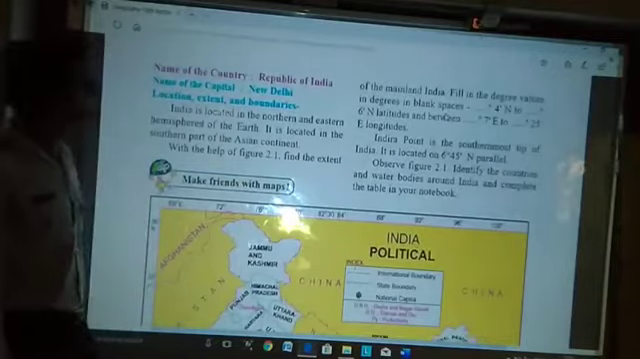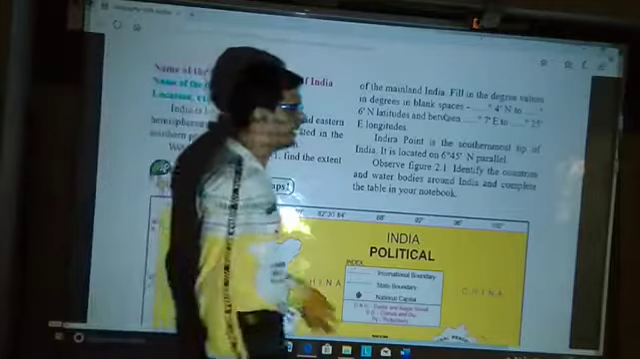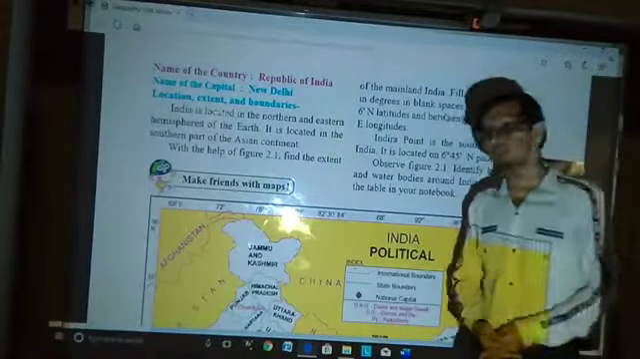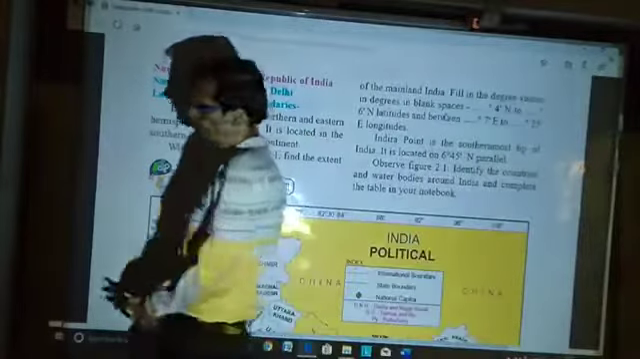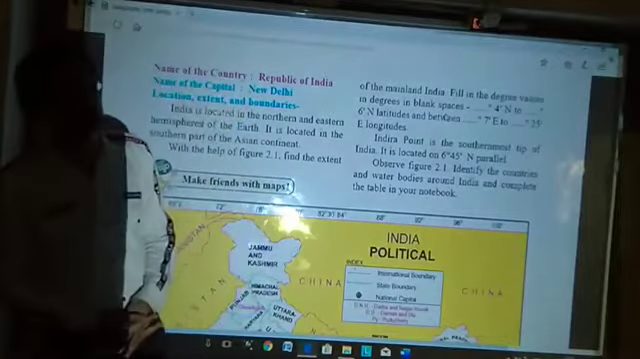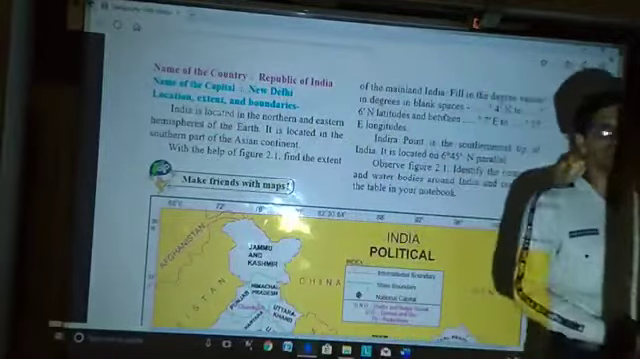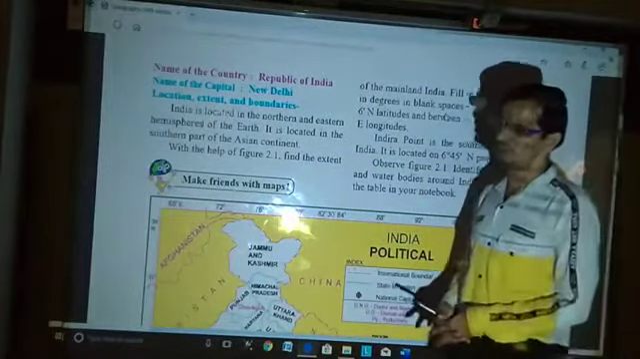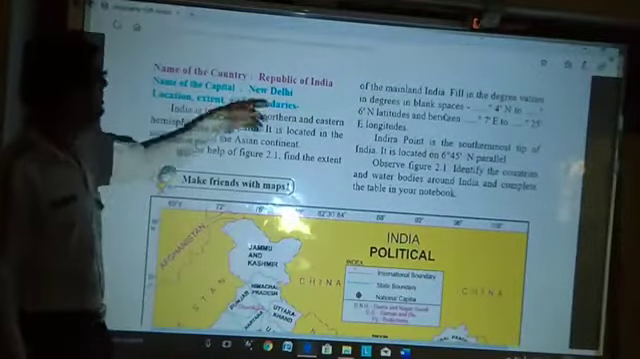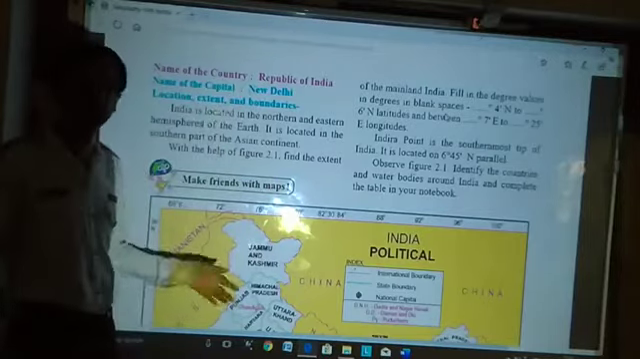Now, name of the country, Republic of India. Even though generally we call it India, India is a republic, and we celebrate Republic Day on 26 January every year. India became a republic on 26 January 1950 because we got our own constitution on 26 January 1950. So obviously it is known as the Republic of India. Now, name of the capital, New Delhi. Not just called Delhi but New Delhi.